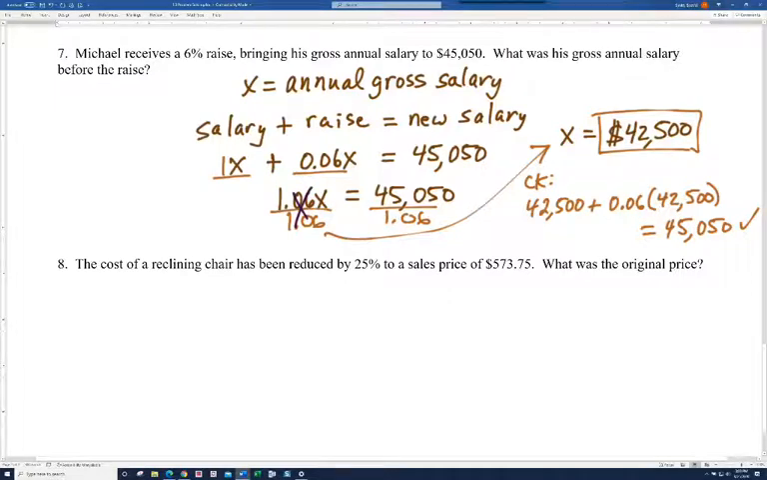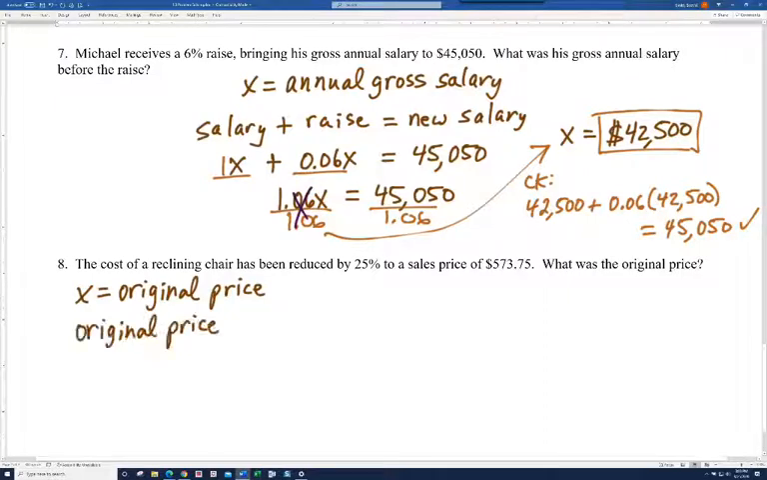All right, so I encourage you to try number 8. It's a little different, but very similar. All right, so let's see how you did. So the cost of a reclining chair has been reduced by 25% to a sales price of $573.75. What was the original price? So X is the original price.